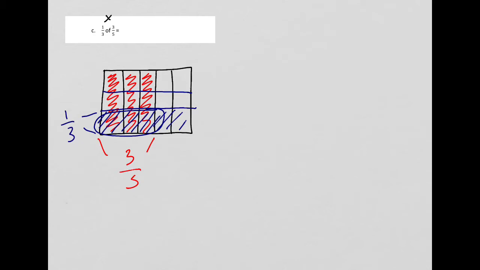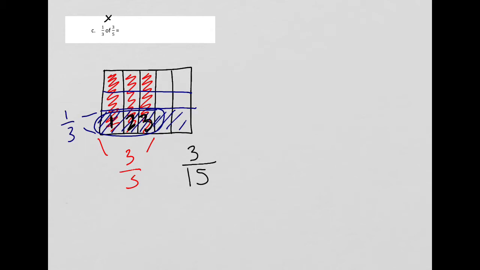So 1/3 of 3/5 looks like it's 1, 2, 3 out of 1, 2, 3, 4, 5, 6, 7, 8, 9, 10, 11, 12, 13, 14, 15 out of 15. So I should get 3/15 if I was going to break these all up into even pieces. 1/3 of 3/5 is 3/15.